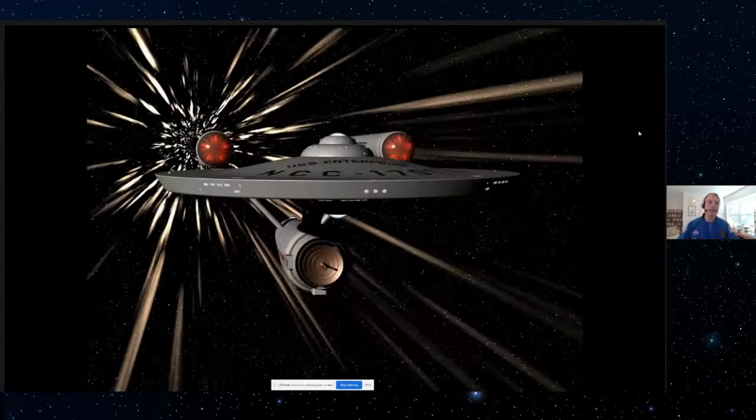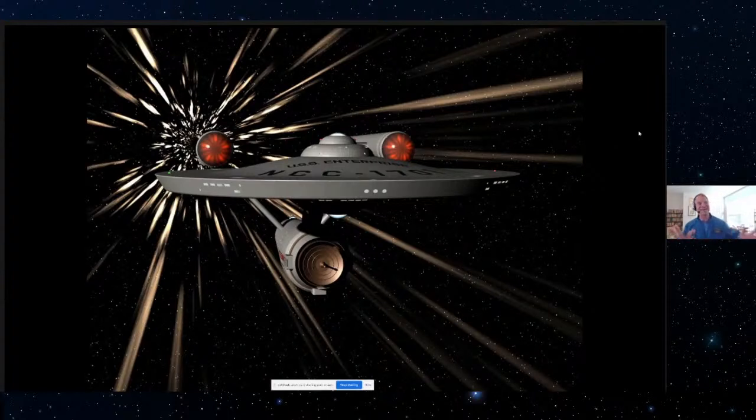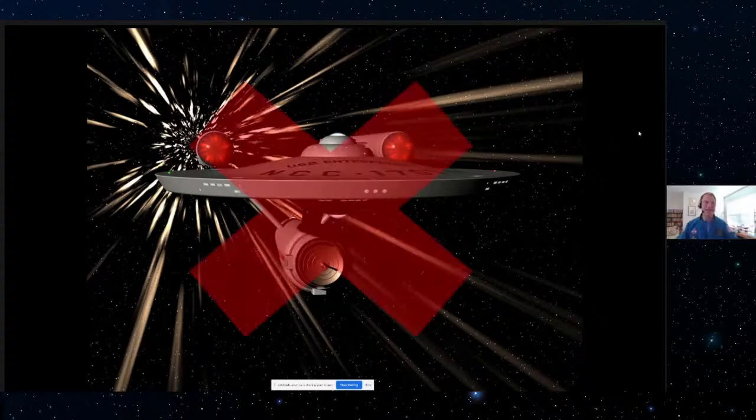Now, in the popular media, they make it look so easy. They say engage warp factor 2 or hit the hyperdrive Chewie or make it so, and it just happens. Yeah, we don't have that technology yet.